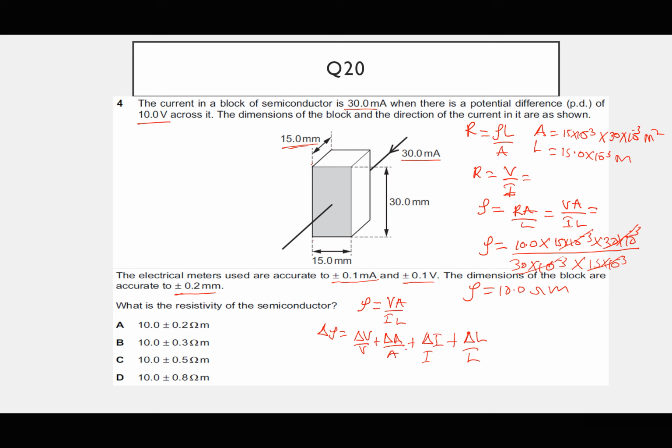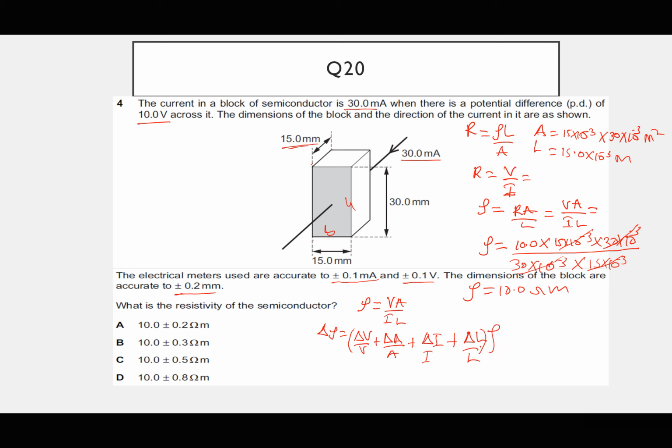Now for A, they have not given us the uncertainty. But we know that A is one length, let me call this breadth, and I call this one height. So it will be the breadth times the height. So each of these has uncertainty plus or minus 0.2. Therefore, remember I'm going to multiply this by the true value of resistivity, which is 10.